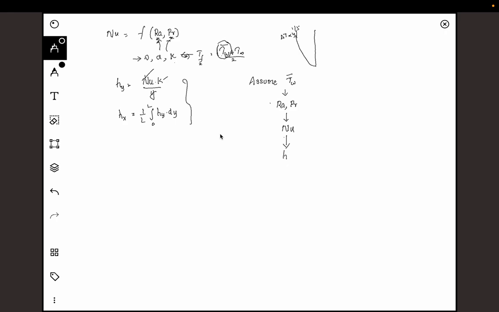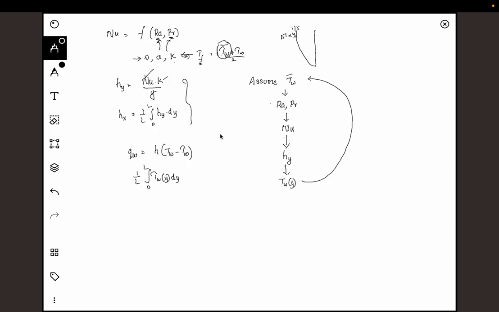And once I have H, I know that QW is H times TW minus T-infinity, right? So from this, here I'll have, let's say, TY, and once I have HY, I'll get TW of Y. And once I have TW of Y, I can always compute TW bar. All I have to do is an integral. That should give me TW bar.